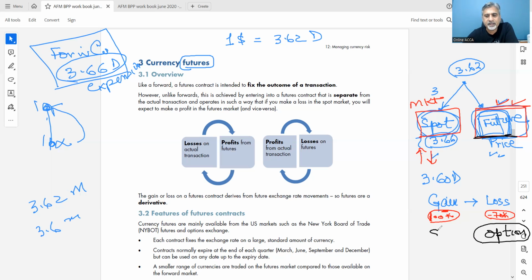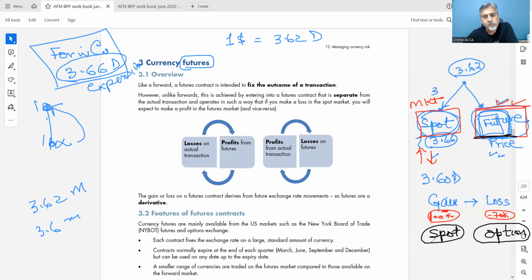So what will happen again? The same mechanism will happen. I need a $1 million contract. I need $1 million in 3 months' time. I'm not sure what the dollar price in the open market will be in 3 months. So to cover my risk, I buy an options contract.